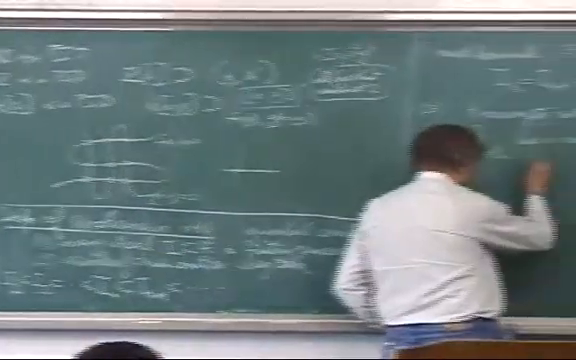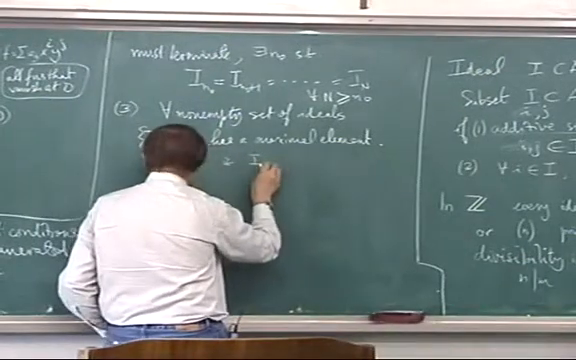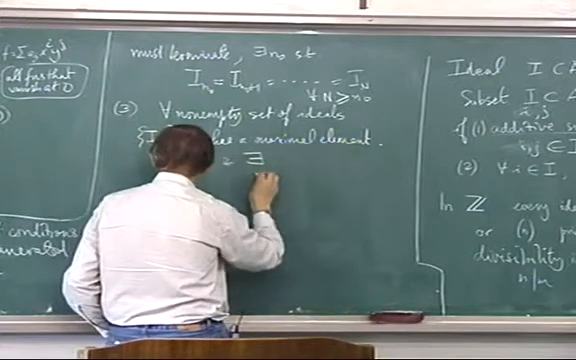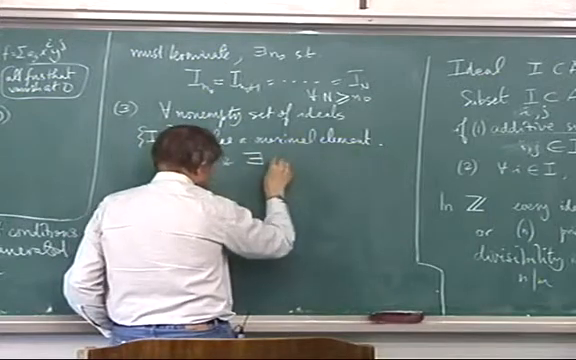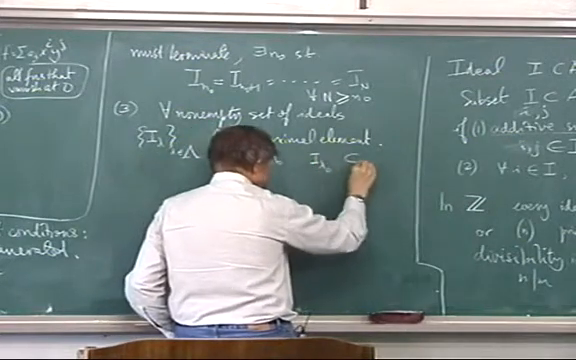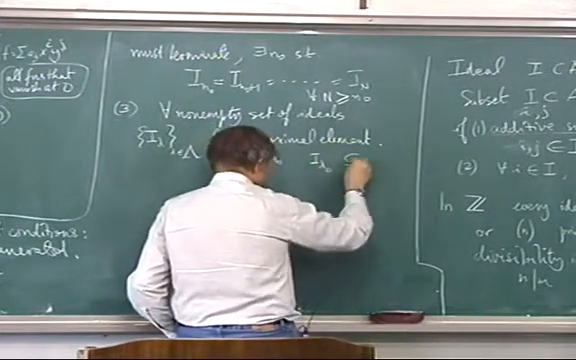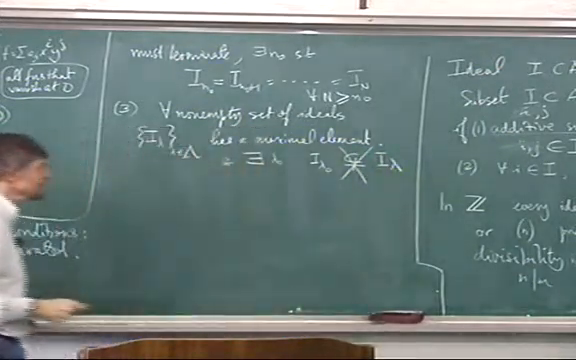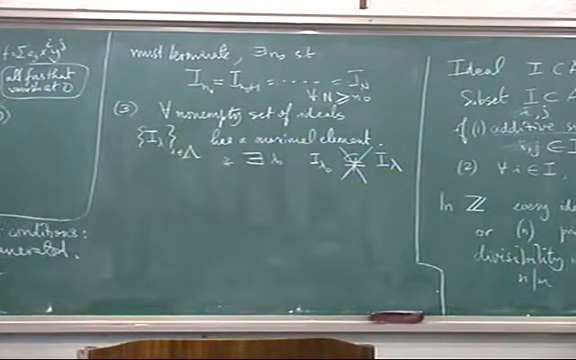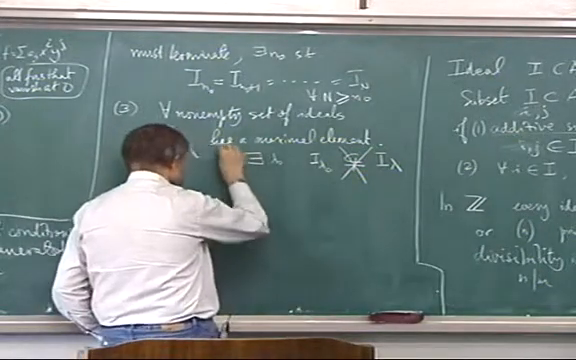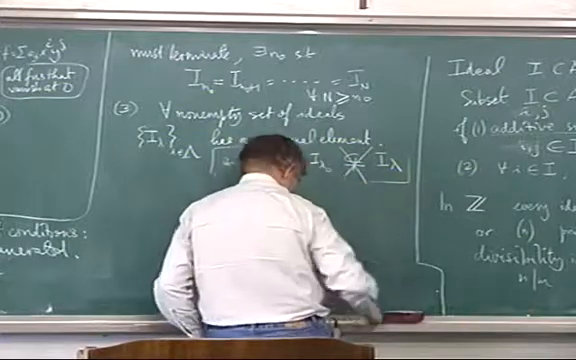So in other words, there exists, what do I mean by maximal element in the set? There exists lambda naught such that I lambda naught is not contained strictly in I lambda. I get to a certain point where I can't get any bigger and stay within the set. I'm making this more complicated than it need be. Let's leave it at this.